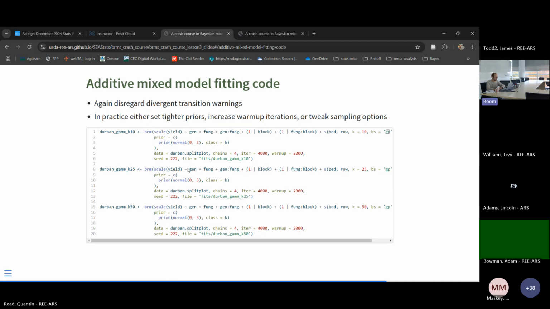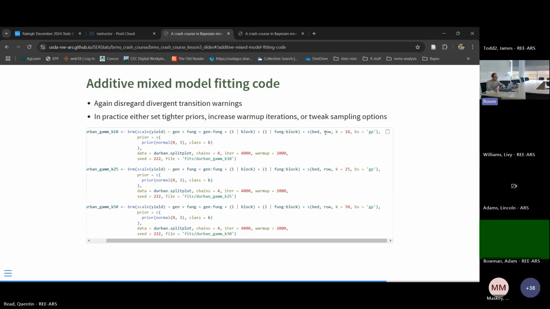All the code here is identical, with the same exact fixed effects and random effects that we had before, the same prior on the fixed effects, the same number of iterations and all of that. The only difference is this s(bed, row, k = 10, bs = "gp"). They're all the same, except K is set to a different value for the three models. That's the only difference between them.